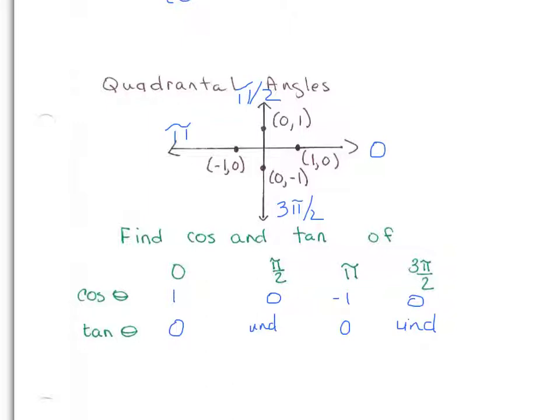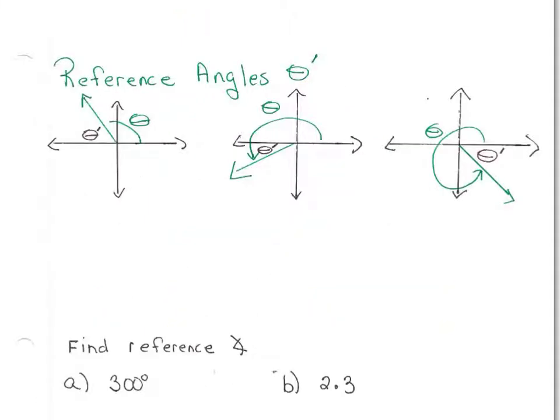If you use those unit circle points, it's a real easy reference because you can always just jot that down on your paper. It saves having to memorize some stuff until you get real familiar with them. A reference angle is an acute angle.